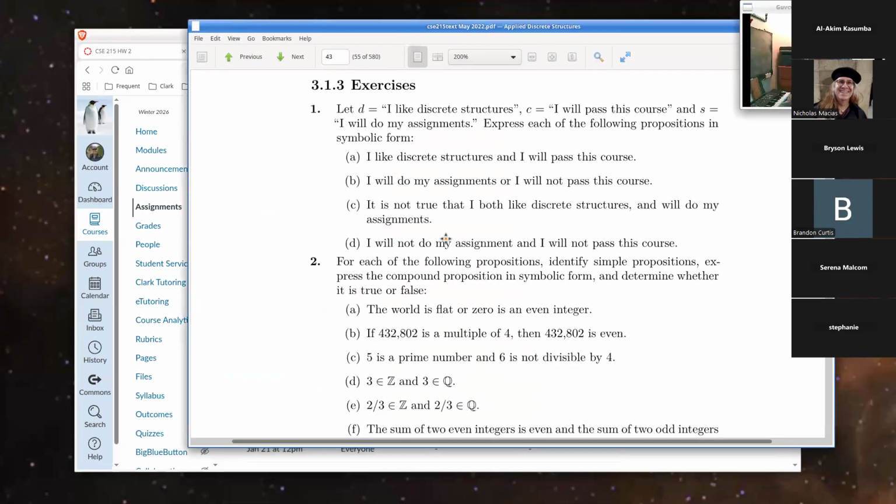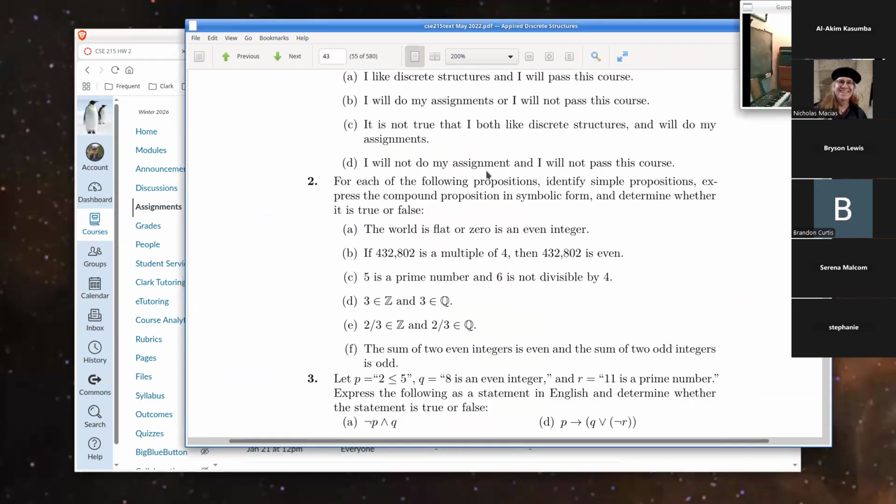So 3.1 question 2, for each of the following propositions, identify simple propositions, express the compound in symbolic form, determine whether it's true or false. So let's just do A together. This is a proposition. The world is flat or 0 is an even integer. That collectively is a declarative statement. It has a truth value. But inside there, we can find smaller propositions.